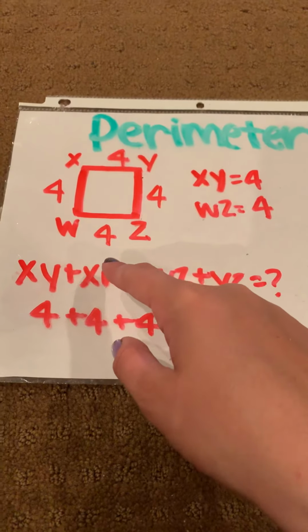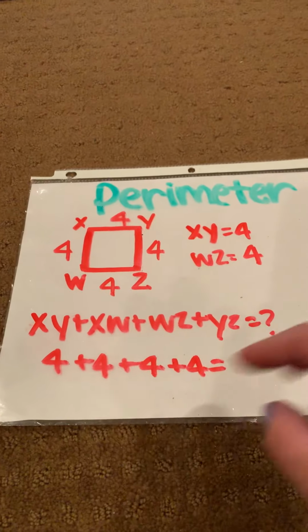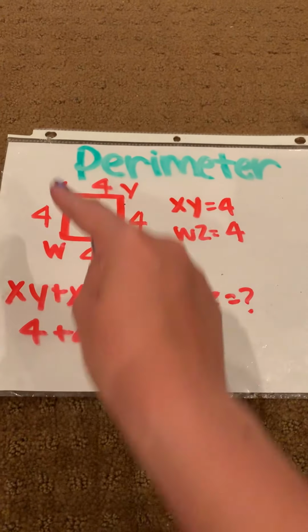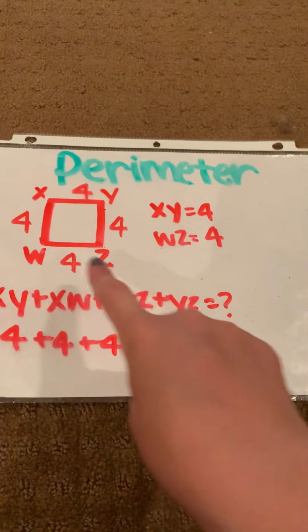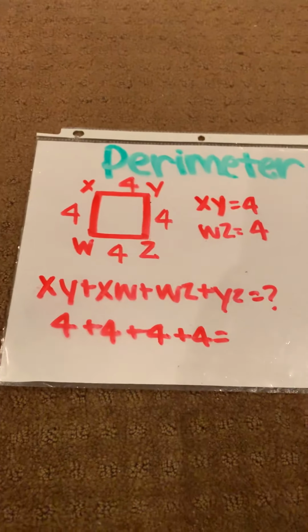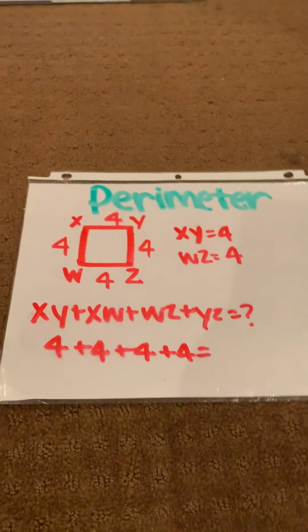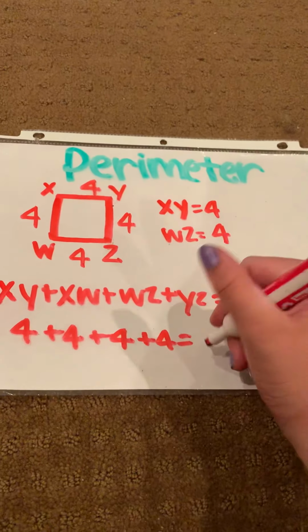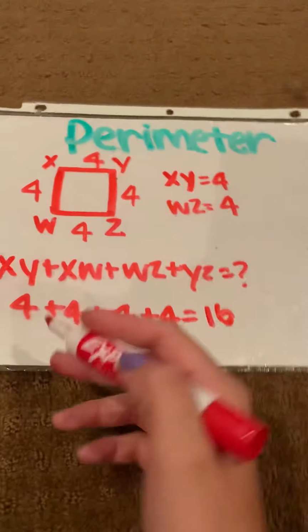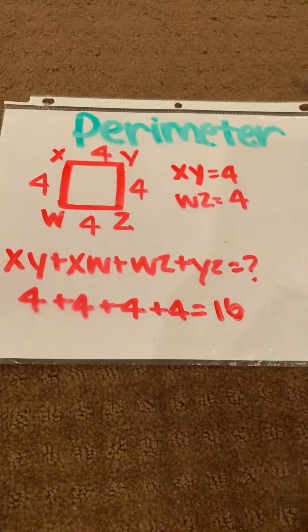And so basically, all of our sides here are the same. But what we're going to do is add xy, xw, wz, and yz to get our answer of the entire surrounding. So it's this length, this length, this length, and that length added together to get a total of 16. Because 4 plus 4 is 8, and 4 plus 4 is 8, and 8 plus 8 is 16.